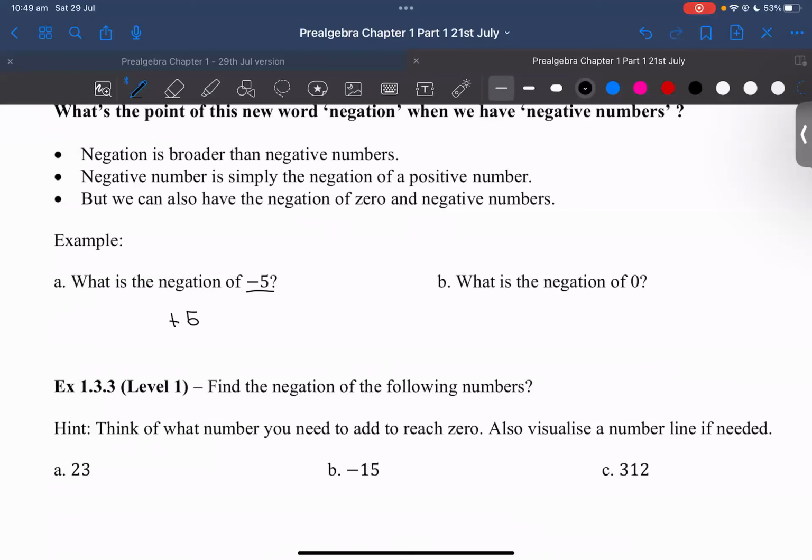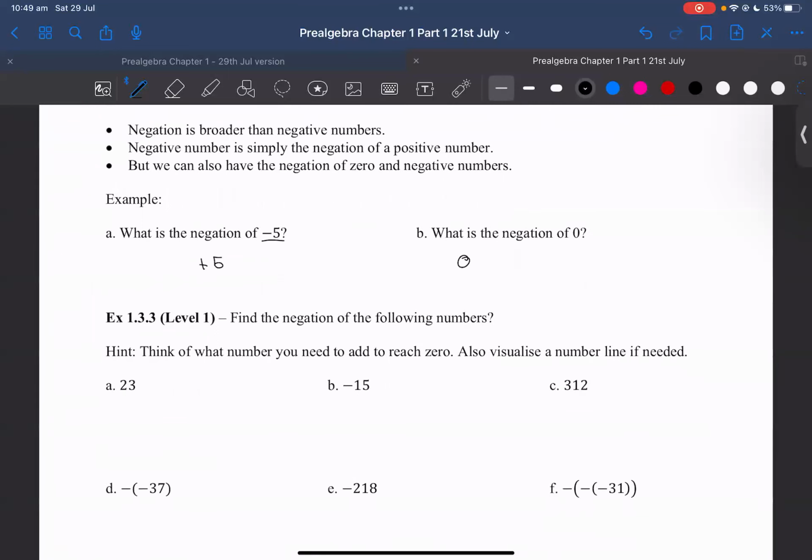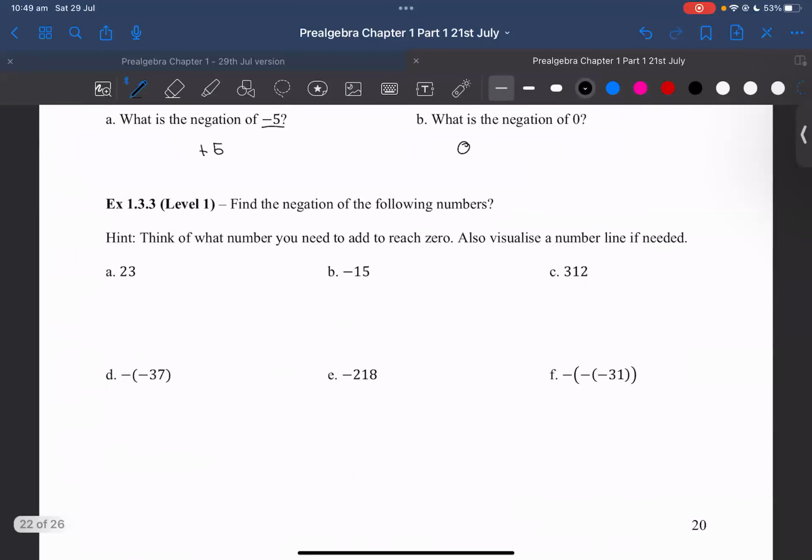All right? And what's the negation of 0? 0, right? Because adding 0 just gives 0 again. So now that I've introduced the idea of negations, can you figure out what the negation of the following numbers are? Use the definition. If you're not sure, what number do you need to add to that number to reach 0?